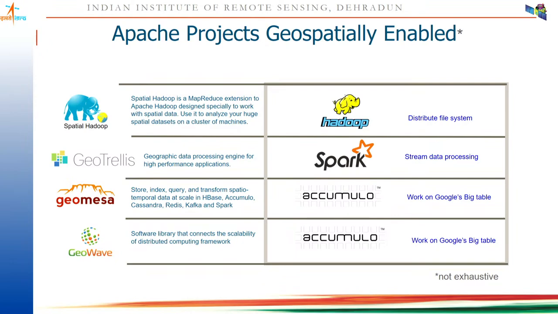There are many projects by Apache itself, like Spatial Hadoop for geodata in a distributed file system. Then we have GeoTrellis, GeoMesa, GeoWave, and these tools are specifically customized and designed to handle geodata. So whatever big data challenges exist for non-spatial data or attribute data are applicable in spatial data as well, where we have the tools and techniques available with us.